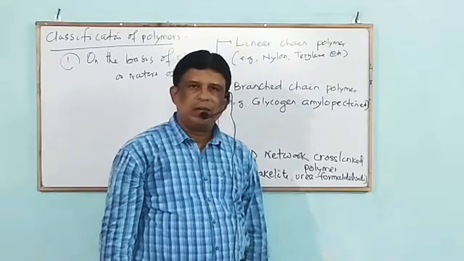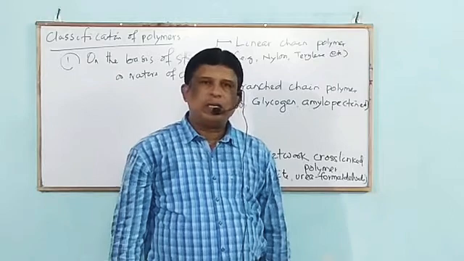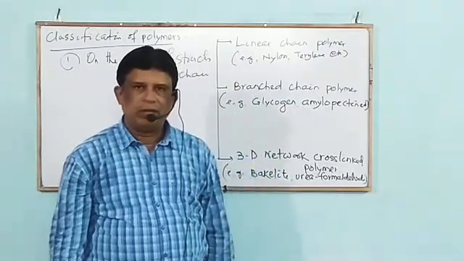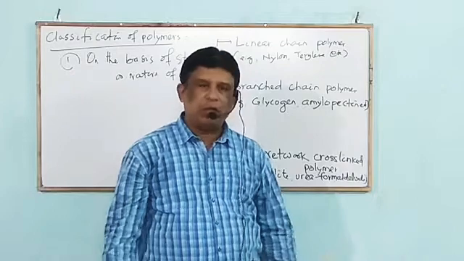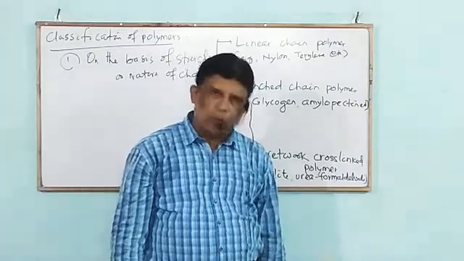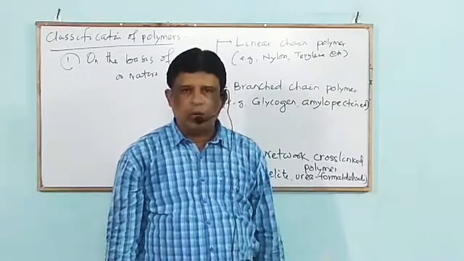Next, we discuss another one, that is on the basis of repeating unit. If the repeating units are the same, that means the monomer is the same, it is known as homopolymer. If the repeating units differ, then it is known as copolymer.